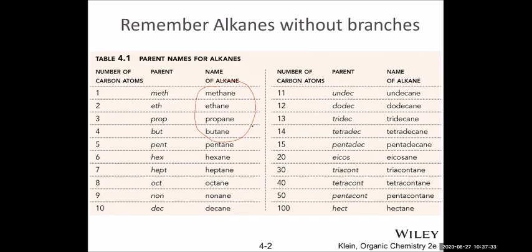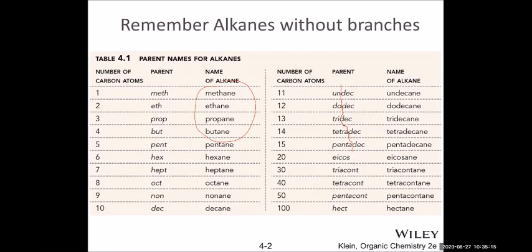What if there are more than 10 carbons? We add this piece. Dec means 10. Undec is 11. This undec actually comes from the Latin language. Uno means 1, so basically 1 plus 10 gives me 11. Dos, so dodec means 12. Tres for 3, the same as in Spanish. Tres plus 10, so 13.